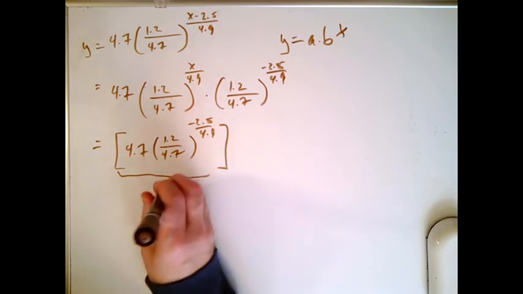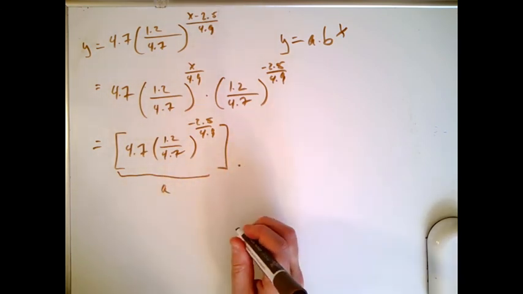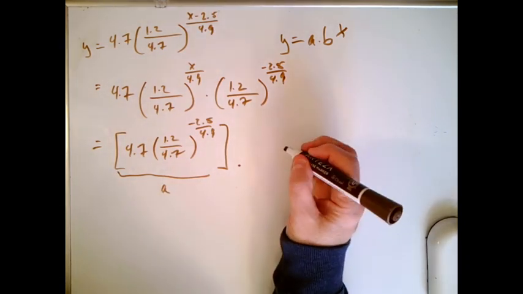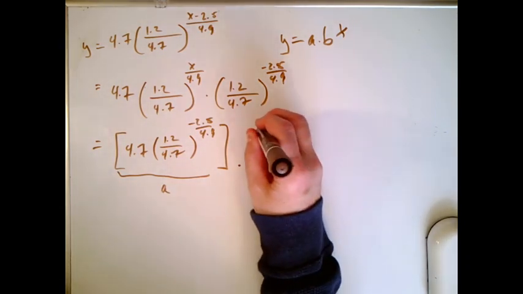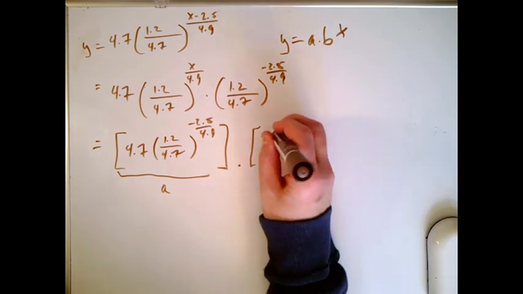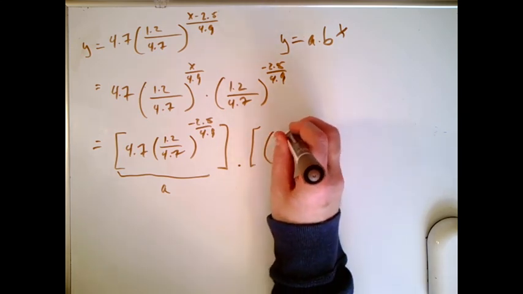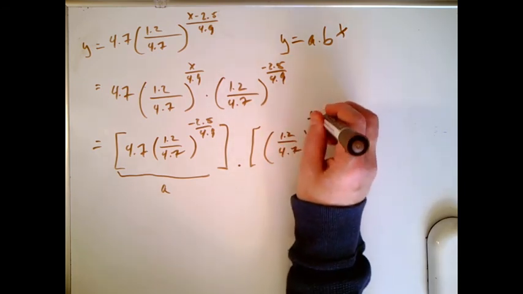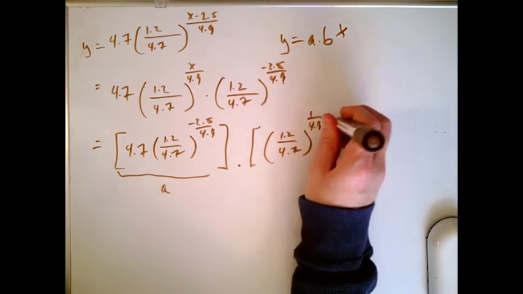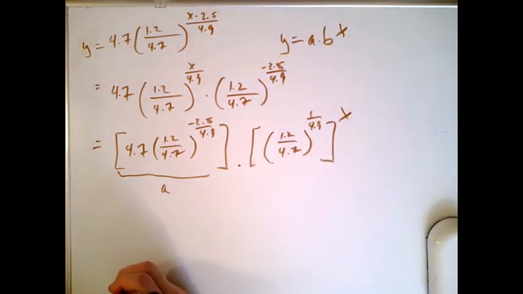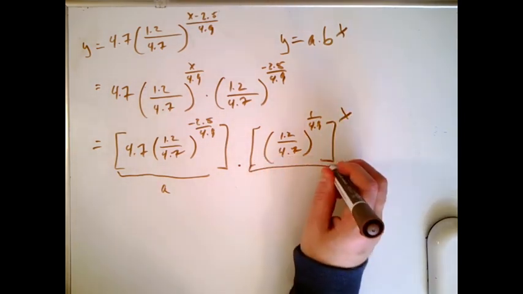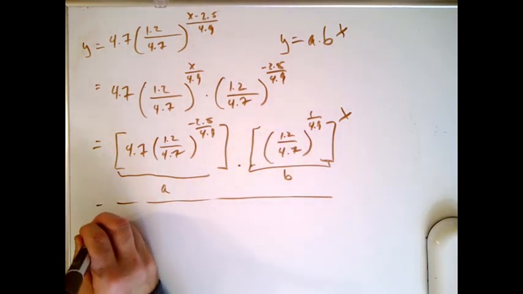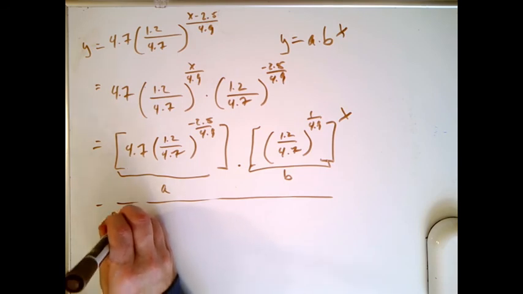There's A. Now, B, I need to take what's left with the 1.2 over 4.7 and rewrite that as something to the x. This is something we did practice. I'm going to rewrite this as 1.2 to the 4.7 all to the 1 over 4.9 all to the x, like that. Now that's B. Now let's go find the effective rate of growth and then the continuous rate of growth. The effective rate.